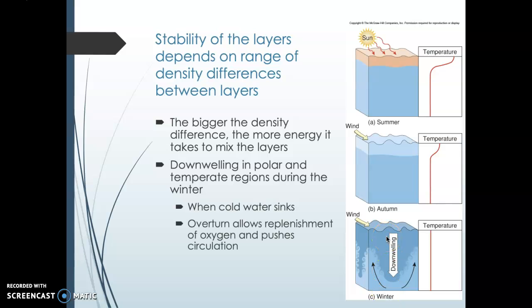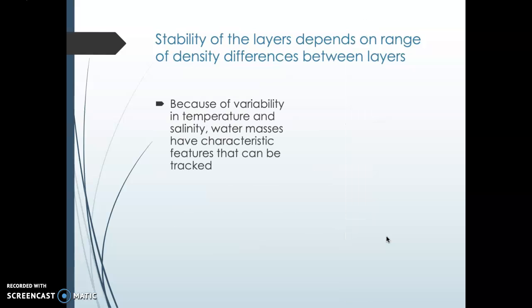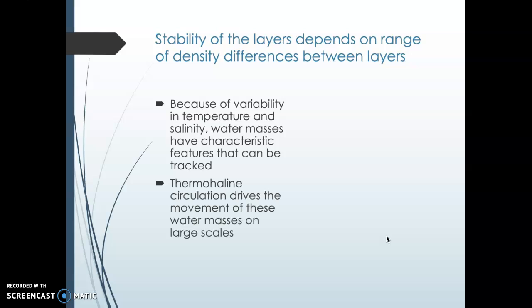This is really important because it allows replenishment of oxygen and pushes ocean circulation. So we consider big scale currents to start their circulation in the cold parts of the ocean. So again, because of variability in temperature and salinity, water masses have these features that can be tracked.